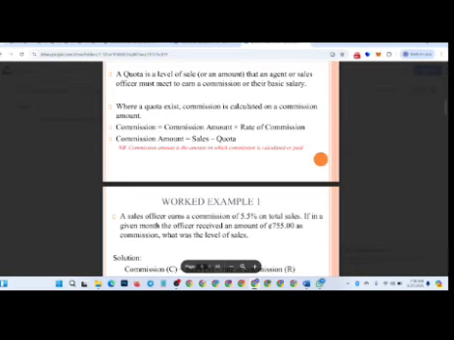Our commission, which is represented by the letter C, is a question mark because our commission is not known. That's what we are finding. Then our rate is 5.5%, and our sales is 755 Ghana cedis. So we are going to write C equals S times R, meaning commission equals sales times rate. Whilst our rate is 5.5%, it will be written as 5.5 over 100.